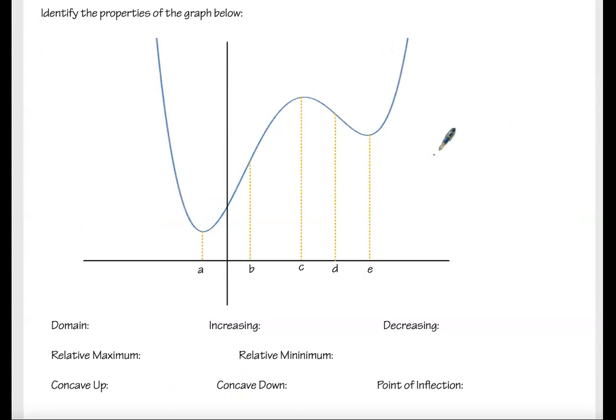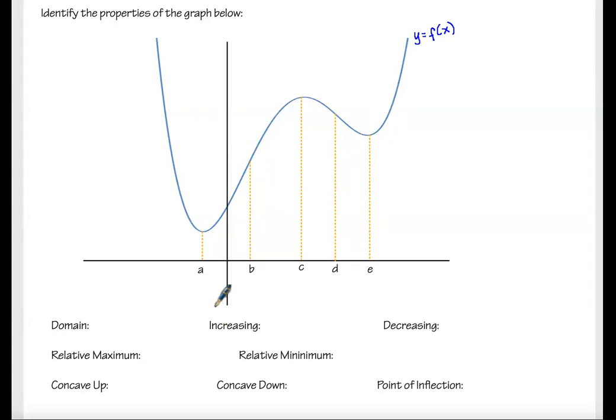Okay, let's take a look at the following. So we are given this graph. We don't know what the equation of this graph is, what the function is. Let's call it y equals f of x. And we are given different x values at each point in the graph. So we want to identify first what the domain is.